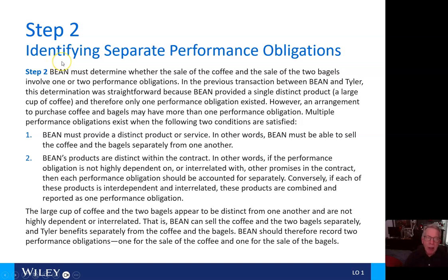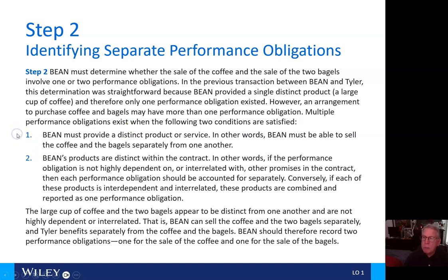In the previous transaction between Bean and Tyler, this determination was straightforward because Bean provided a single distinct product, a large cup of coffee, and therefore only 1 performance obligation existed. However, an arrangement to purchase coffee and bagels may have more than 1 performance obligation. So, multiple performance obligations exist when the following 2 conditions are satisfied.